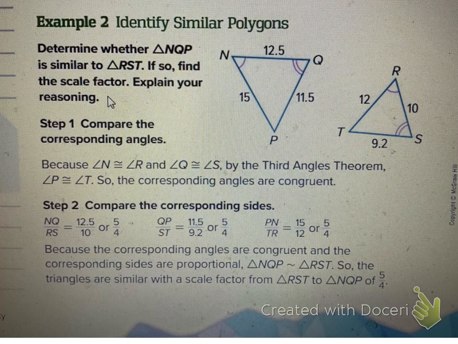So next they compared the corresponding sides. They took NQ over RS, and the proportion simplifies to 5/4. QP over ST simplifies to 5/4. Then third, we got PN over TR, sorry, I should underline that for you, which simplifies to 5/4. So because the corresponding angles are congruent and the corresponding sides are proportional, those two triangles are similar. So the triangles are similar with a scale factor of 5/4.